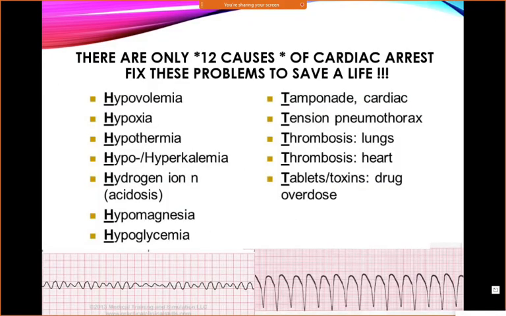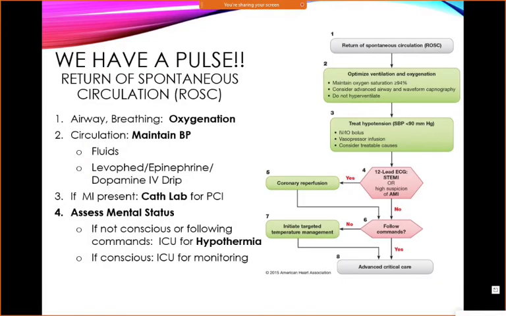You don't need to memorize the H's and the T's, but there's only 12 reasons you die. And there they are. Those are the 12 reasons that someone will stop a heart. And so that's what, during the code, in between drug doses, we're trying to figure out: what caused the heart attack, what caused the arrest, or what caused the problem. And that is our H's and T's. But you don't need to memorize those.